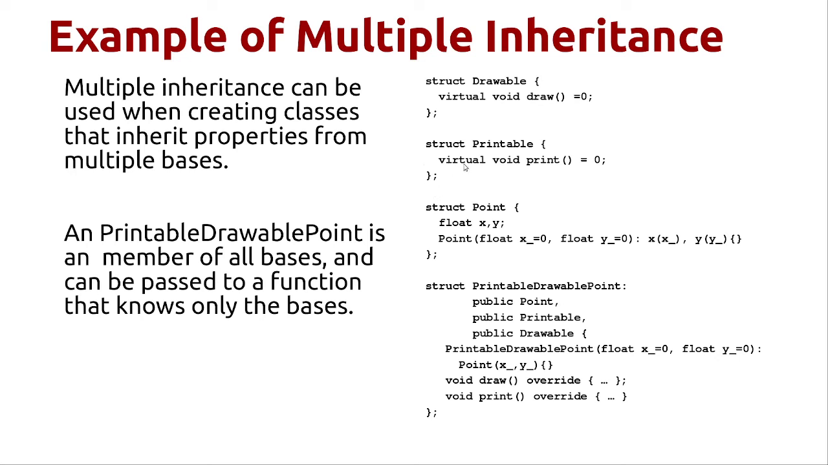I have a struct Printable that implements a method print. Observe that I implemented them. What is this equals to 0? This equals to 0 means that this is an abstract class. An abstract class is a class that has at least one method which has this equals to 0. If you put equals to 0, clearly you don't need to implement it. Abstract class means a class that only defines an interface but doesn't really have a behavior.